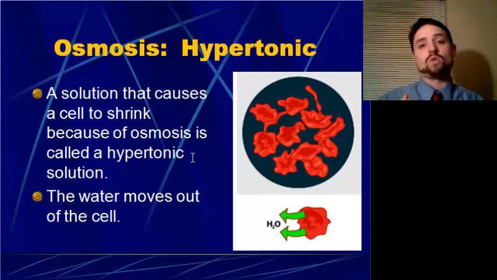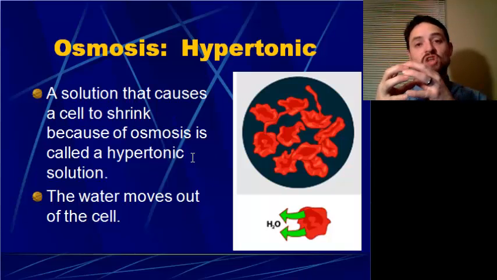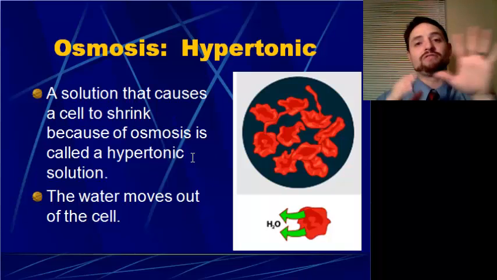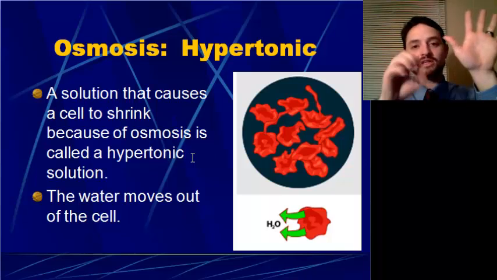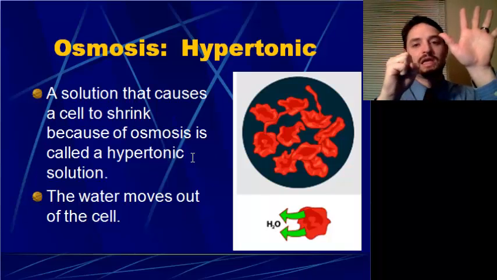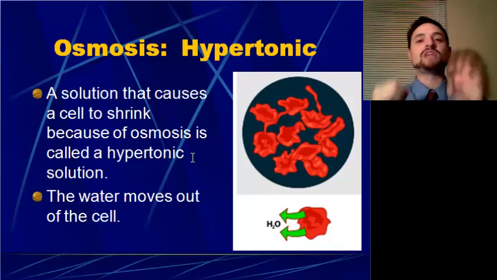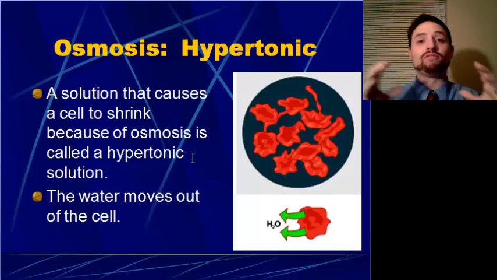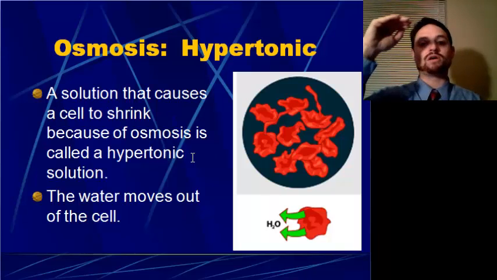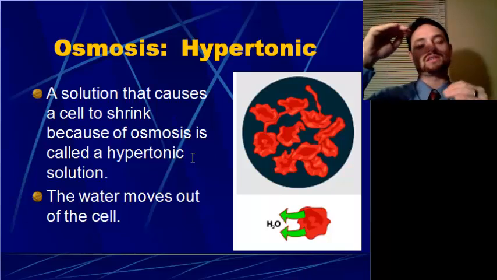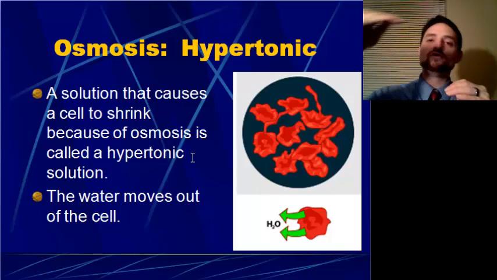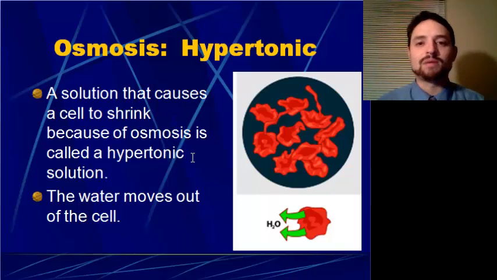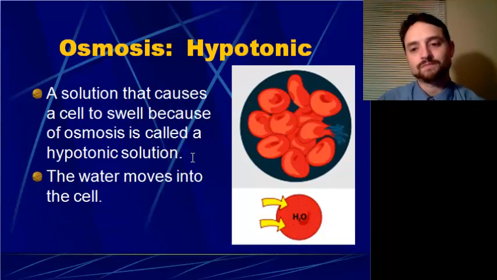So if you add salt water to your body, you're adding water, but it's bound up to the salt molecules. And there's not a lot of free water floating around out here. It's all bound up over here with the salt. So when your cells interact with it, your cells have more free water. So high free water on the inside of the cell, low free water outside the cell. Water moves out of the cell or across that cell membrane, and that causes the cell then to shrink, like you can see in the picture.